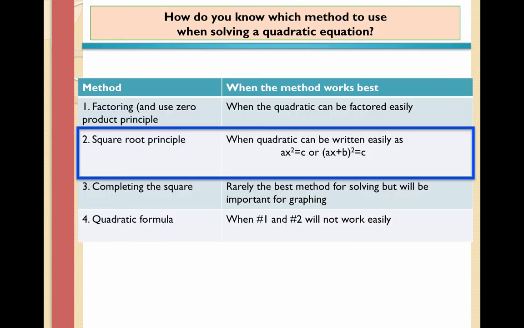Wrapping up, the square root principle you can use when you only have an x squared term, that is, the x term is missing, or when your quadratic can be factored into the square of a binomial. Works really well in both of those cases. Again, much faster, fewer errors than using the quadratic formula. Go practice.